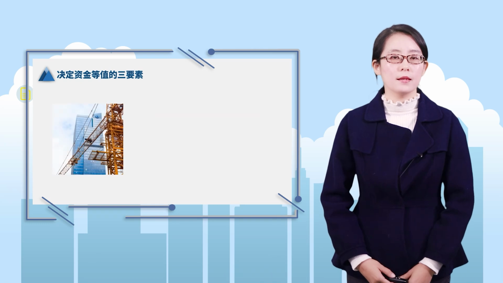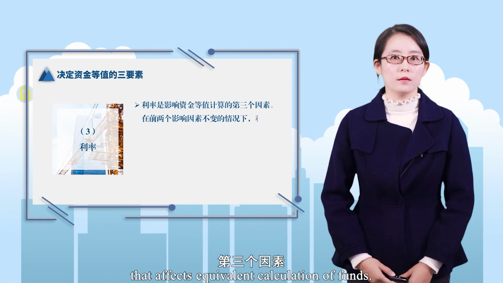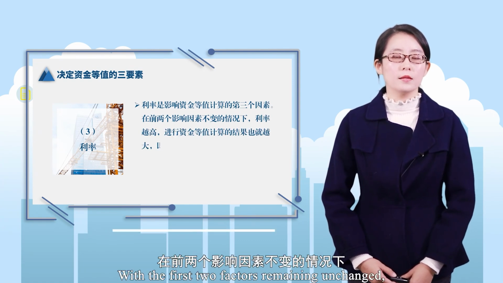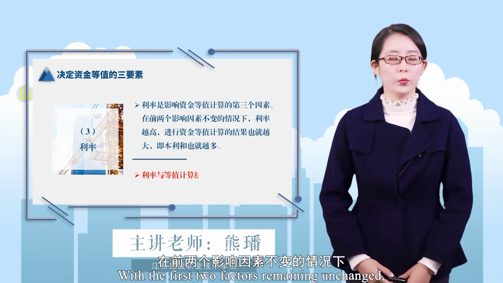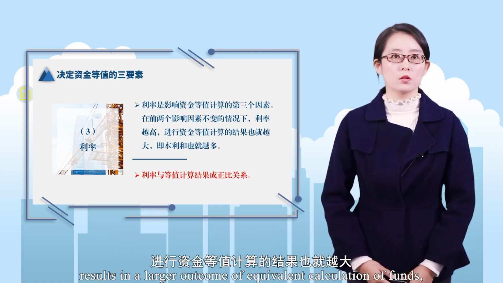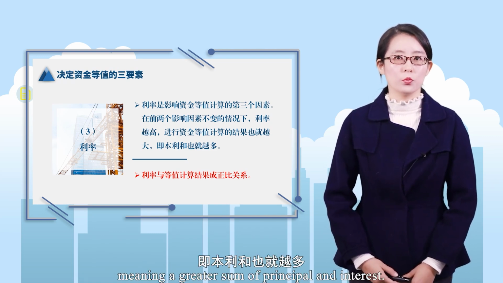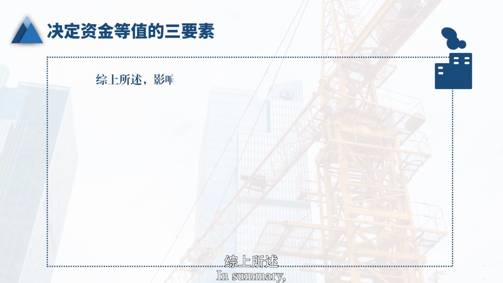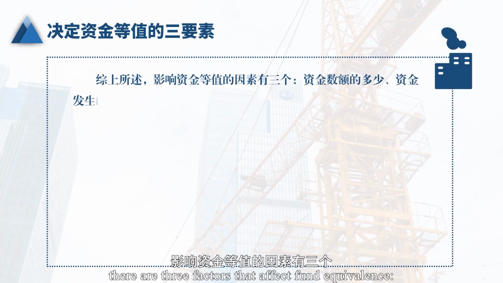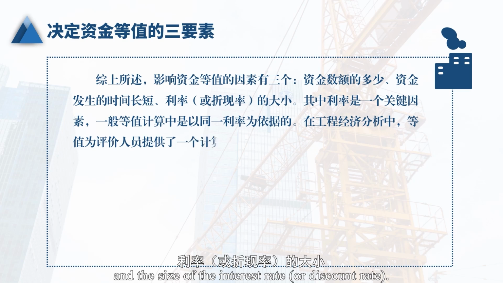Third, interest rate. The interest rate is the third factor that affects equivalent calculation of funds, with the first two factors remaining unchanged. A higher interest rate results in a larger outcome of equivalent calculation of funds, meaning a greater sum of principal and interest. In summary, there are three factors that affect fund equivalence: the amount of funds, the duration of fund occurrence, and the size of the interest rate, or discount rate.